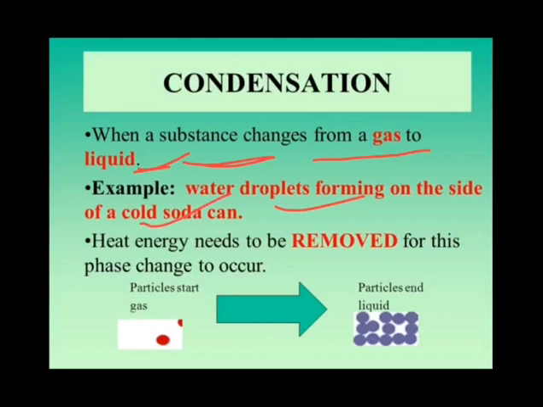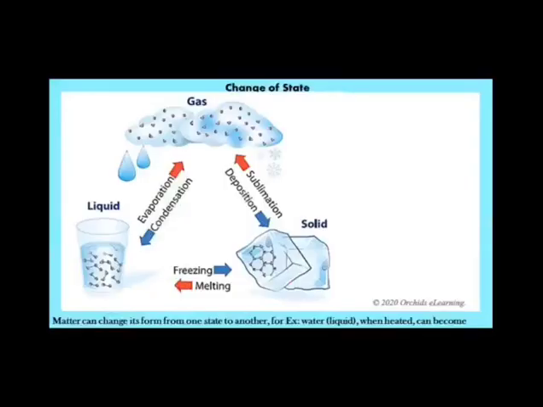So in the process of condensation, heat energy needs to be removed for the change to occur, whereas in evaporation the heat energy needs to be added, but in condensation the heat energy needs to be removed for the change to occur. So in condensation the molecules or particles of gas turn into liquid. Now we know how the liquid changes into gaseous state and how the gases change into liquid state.